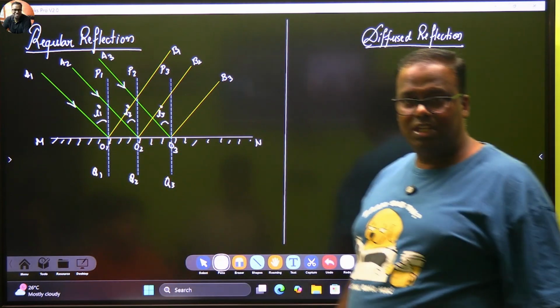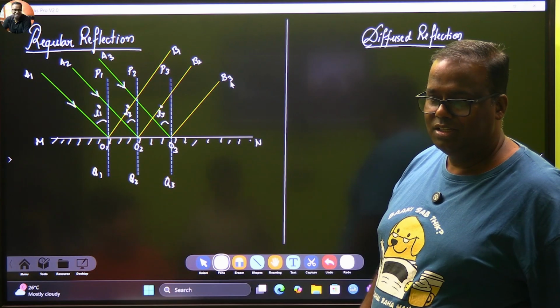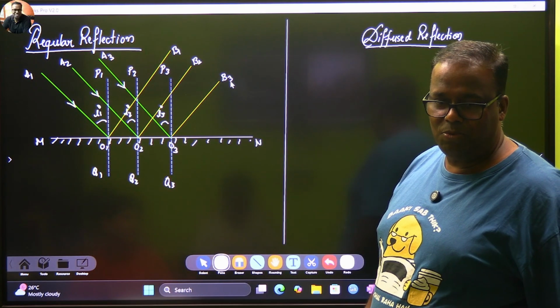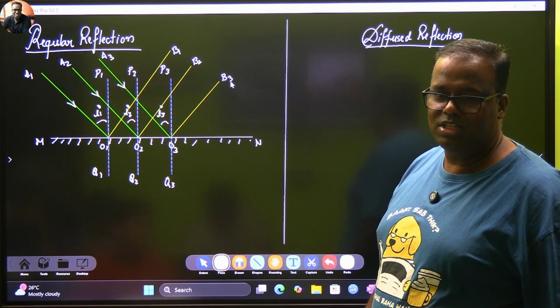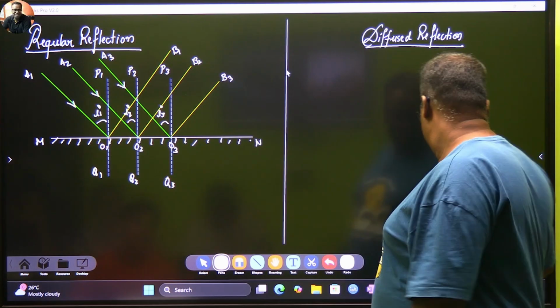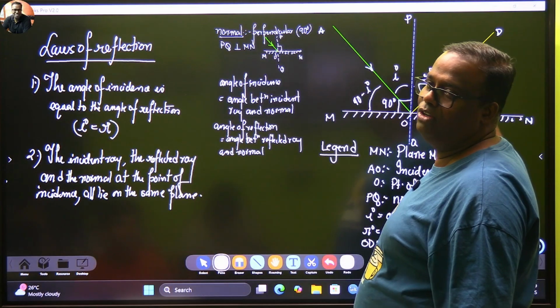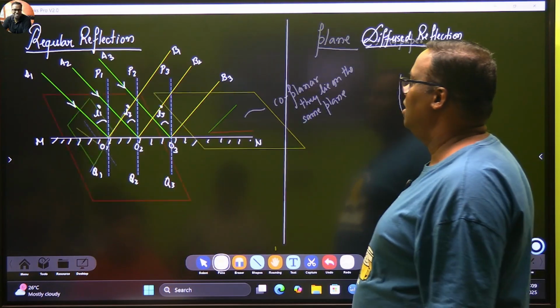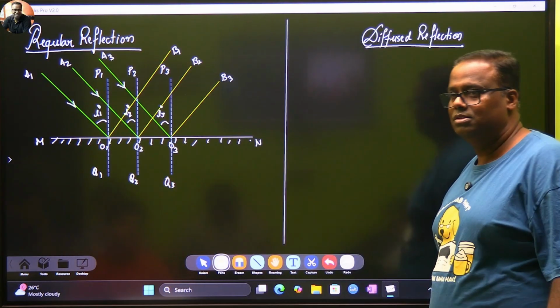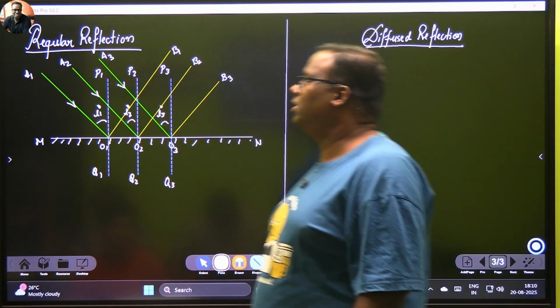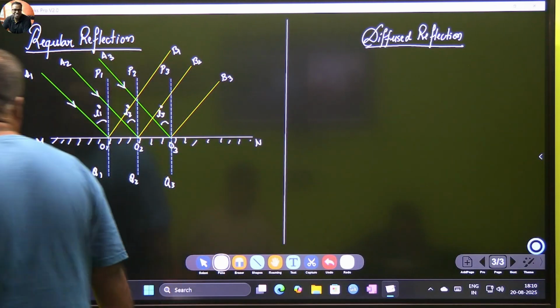These are reflected rays. This is the same one. See, we drew it for 1. Now we are doing it for 3. Have you understood? Clear? Okay. So the formation is correct.